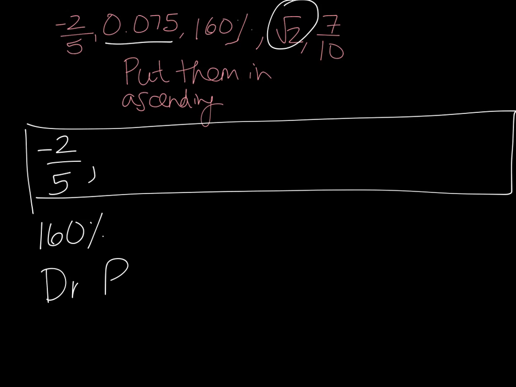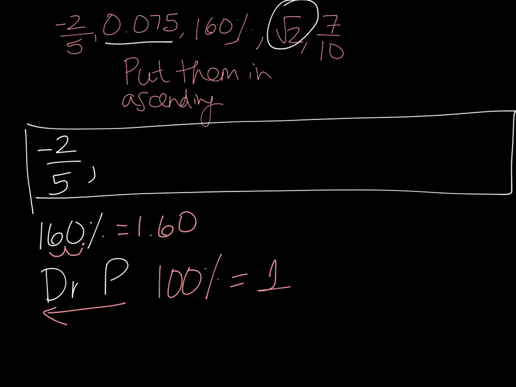So your point right now is right there. Remember, if you don't see a decimal point, it's automatically at the end. And then it's going from percent to decimal, so you're going to the left. 1, 2. So 160% is 1.60. And that makes sense to me because 100% equals 1 whole.